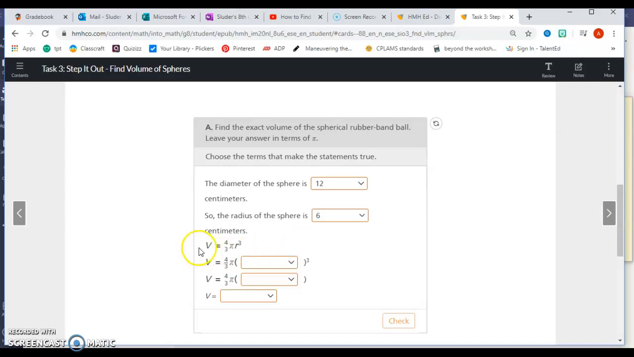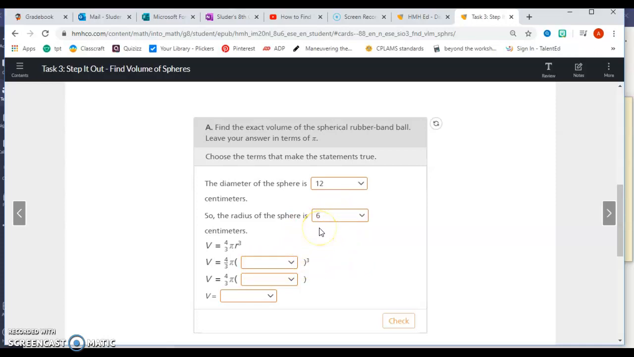And then this is the formula needed to find the volume of a sphere. So the volume of the sphere is 4/3 pi radius cubed. Or in other words, 4/3 times pi, which could be 3.14 or 22/7, and then radius cubed. Understand that radius to the third power is radius times radius times radius. In other words, 6 multiplied by itself 3 times.